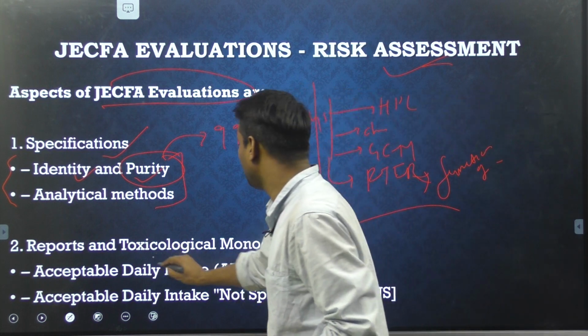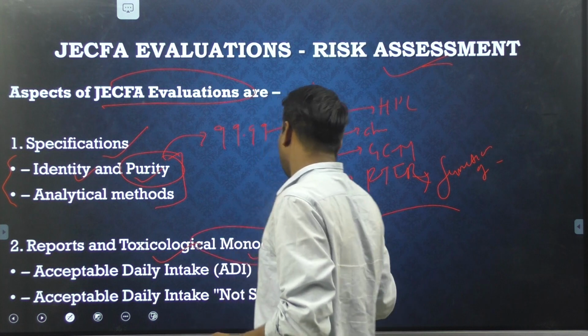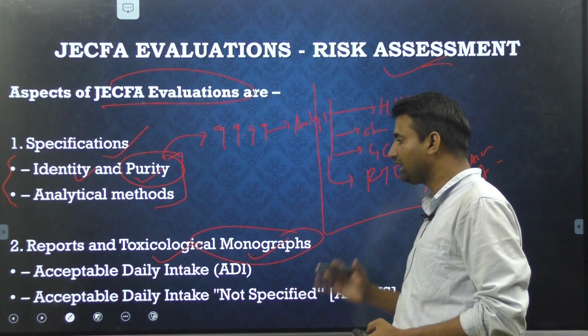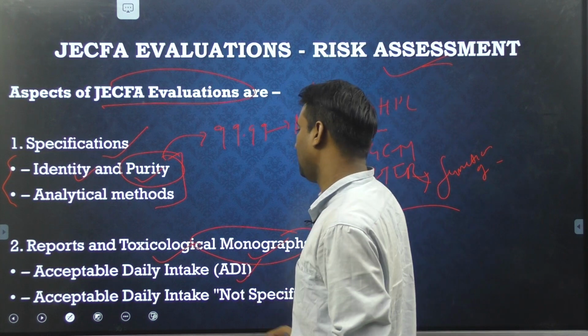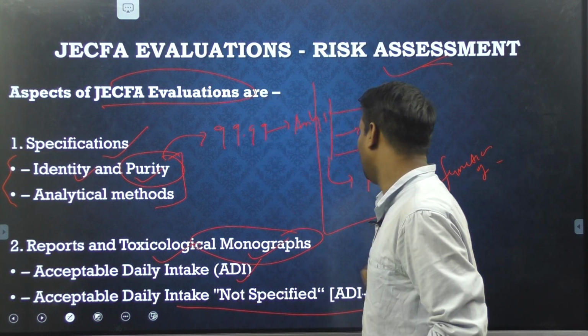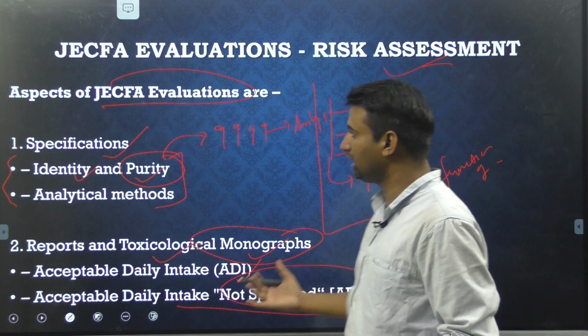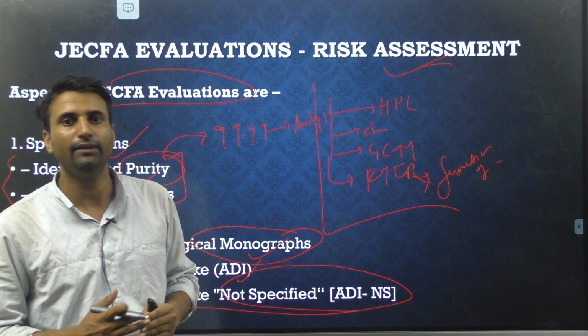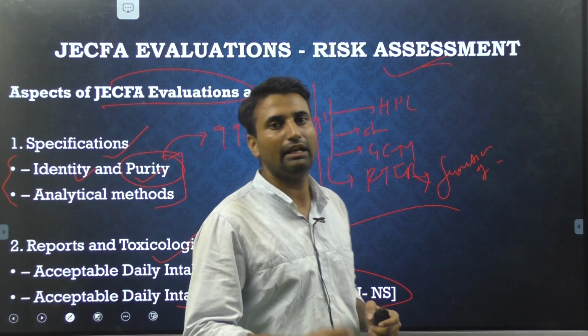Okay, then reports of the toxicological and monographs. Whenever we are going for the reports we have to get an idea about the ADI, and we will get an idea of the not specified ADI. So from this we have to get two things: one is your ADI and the second is your analytical lab report.